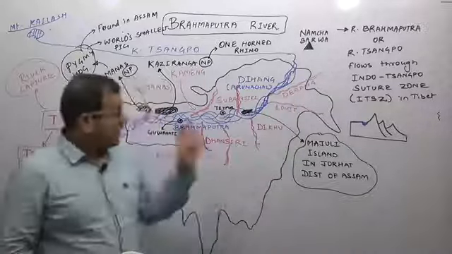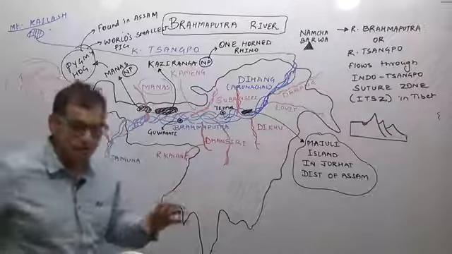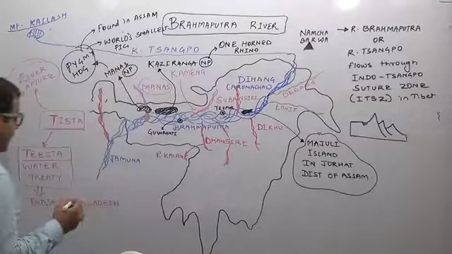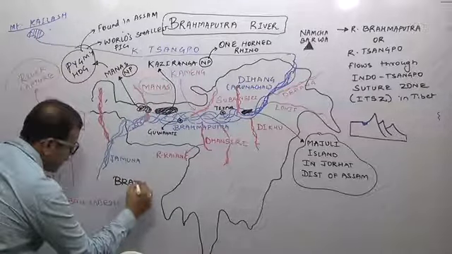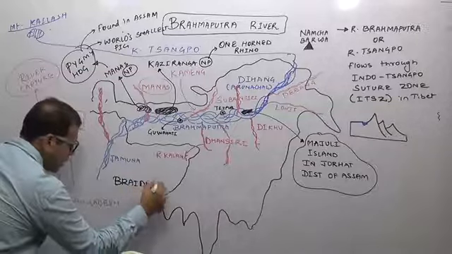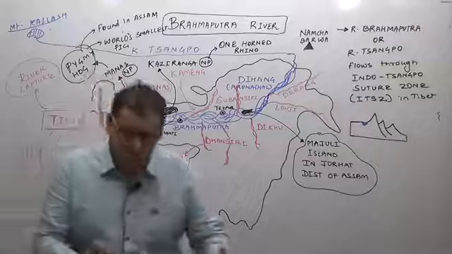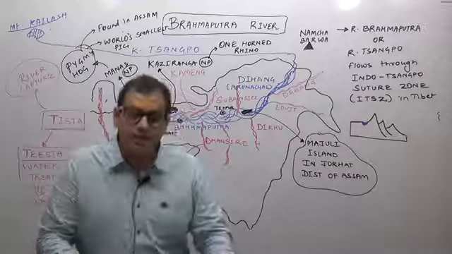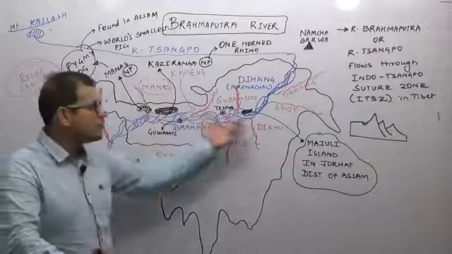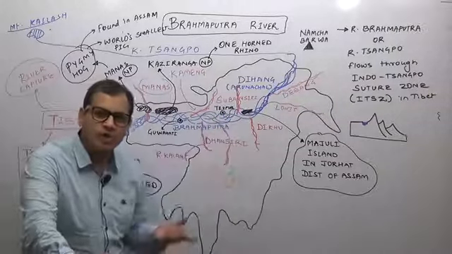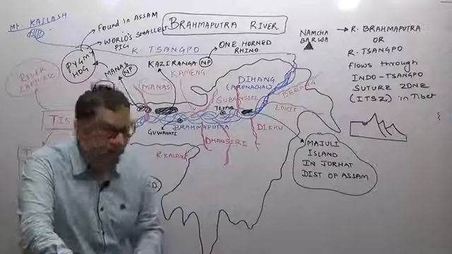Then it enters the plains of Assam and it starts meandering, and therefore this river channel is known as a highly braided channel, B-R-A-I-D-E-D, braided channel. In this region of highly braided channel, it makes numerous islands, out of which Majuli Island in the Jorhat district of Assam is the largest river island in India.